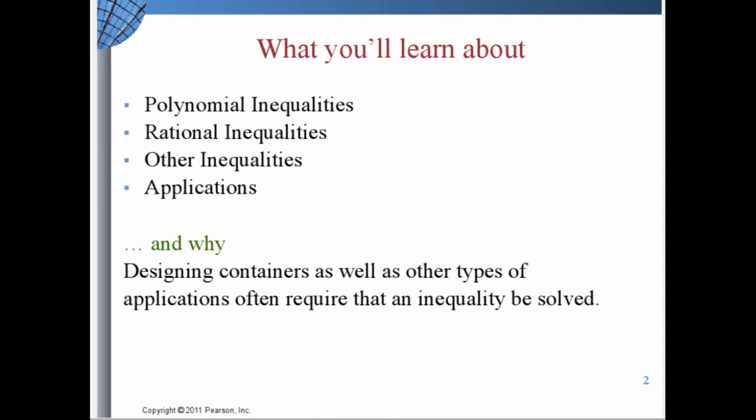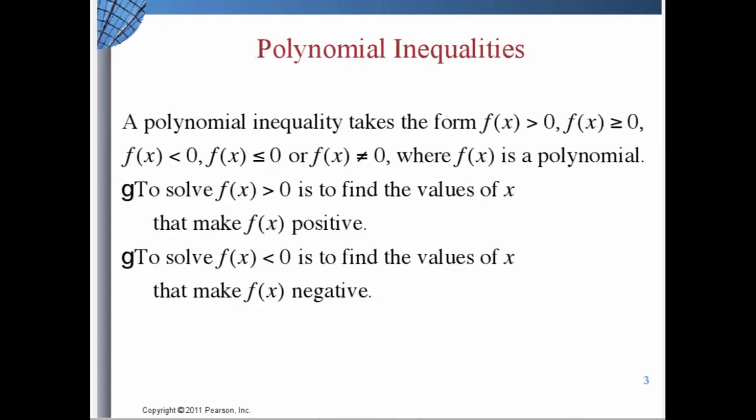be solved. A polynomial inequality takes the form f of x is greater than 0, f of x is greater than or equal to 0, f of x is less than 0, f of x is less than or equal to 0, or f of x does not equal 0, where f of x is a polynomial. So basically any other case other than f of x equals 0 is a polynomial inequality. So two possibilities. To solve f of x greater than 0 is to find the values of x that make f of x positive, and to solve f of x less than 0 is to find values of x that make f of x negative.